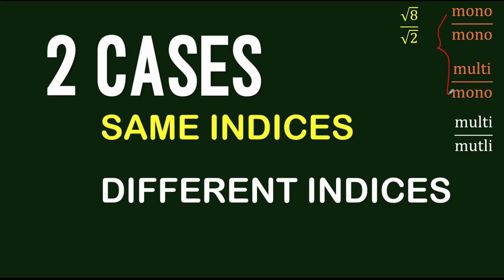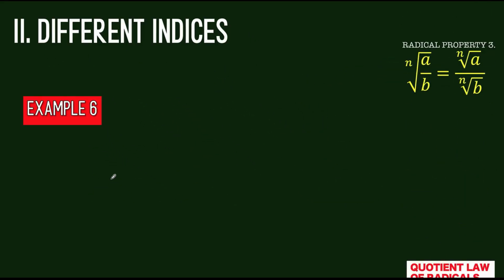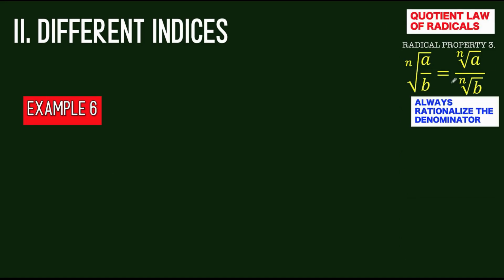The example of the second case is square root of 16 minus square root of 32 over square root of 8. Now this last part here is more complicated, and we are going to have an example of that later. We now move first to division when the indices of the radicals are different. Here is the example. Again, we are going to use the quotient law of radicals.